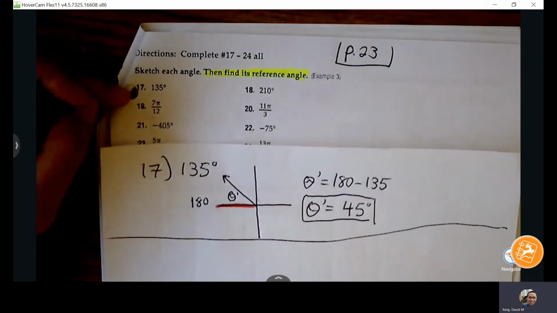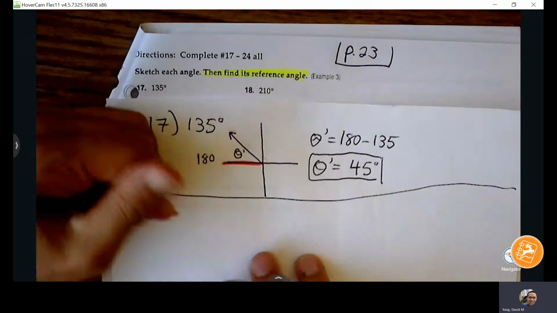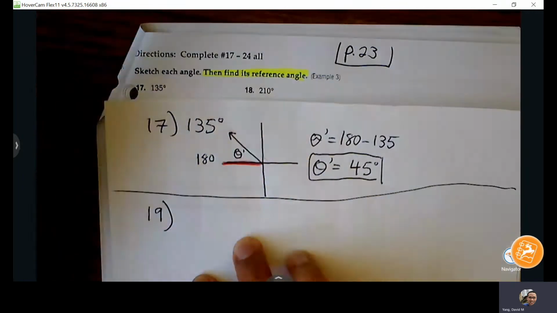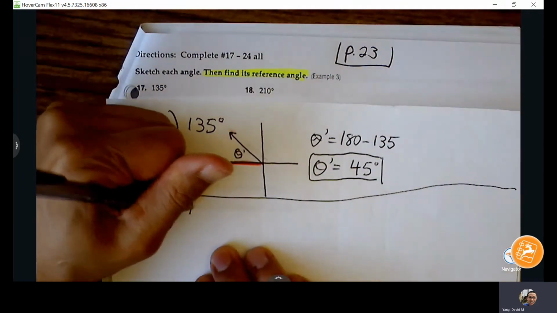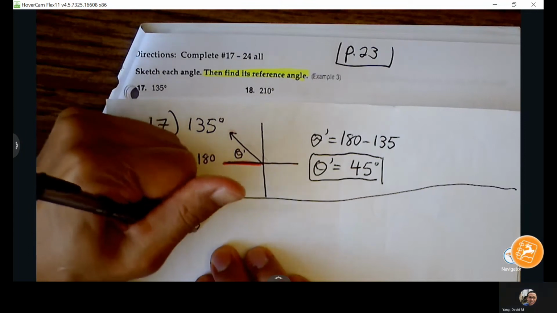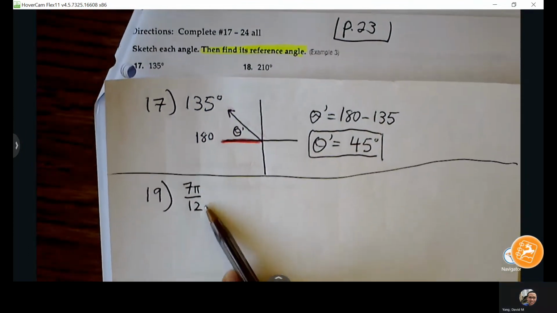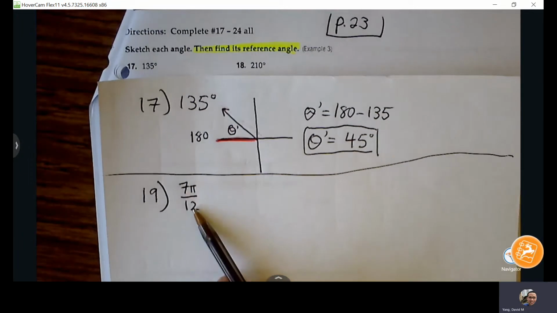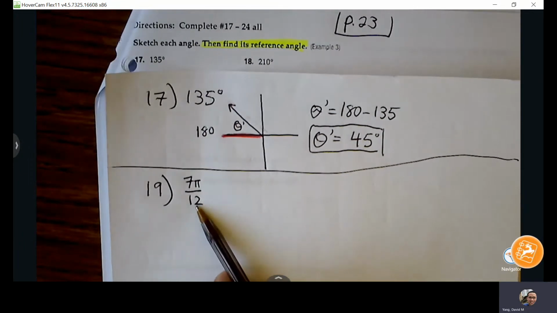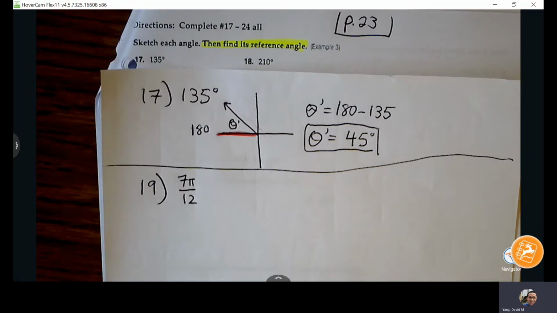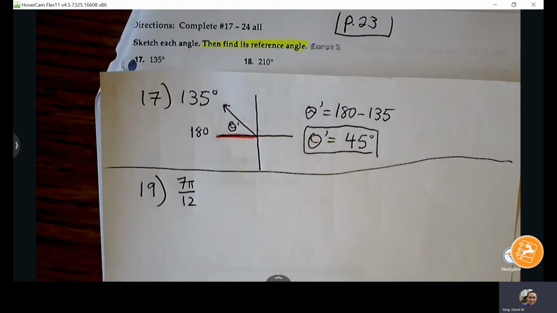I'm going to go down this column here. Let's try number 19. So we're going to shift our focus here. Now we're dealing with radians. If you see something in radians, you may not instantly know where that is going to land in terms of the quadrant. So it's okay. Just go through and convert it to degrees so that at least you have an idea where it's going to land in terms of which quadrant.